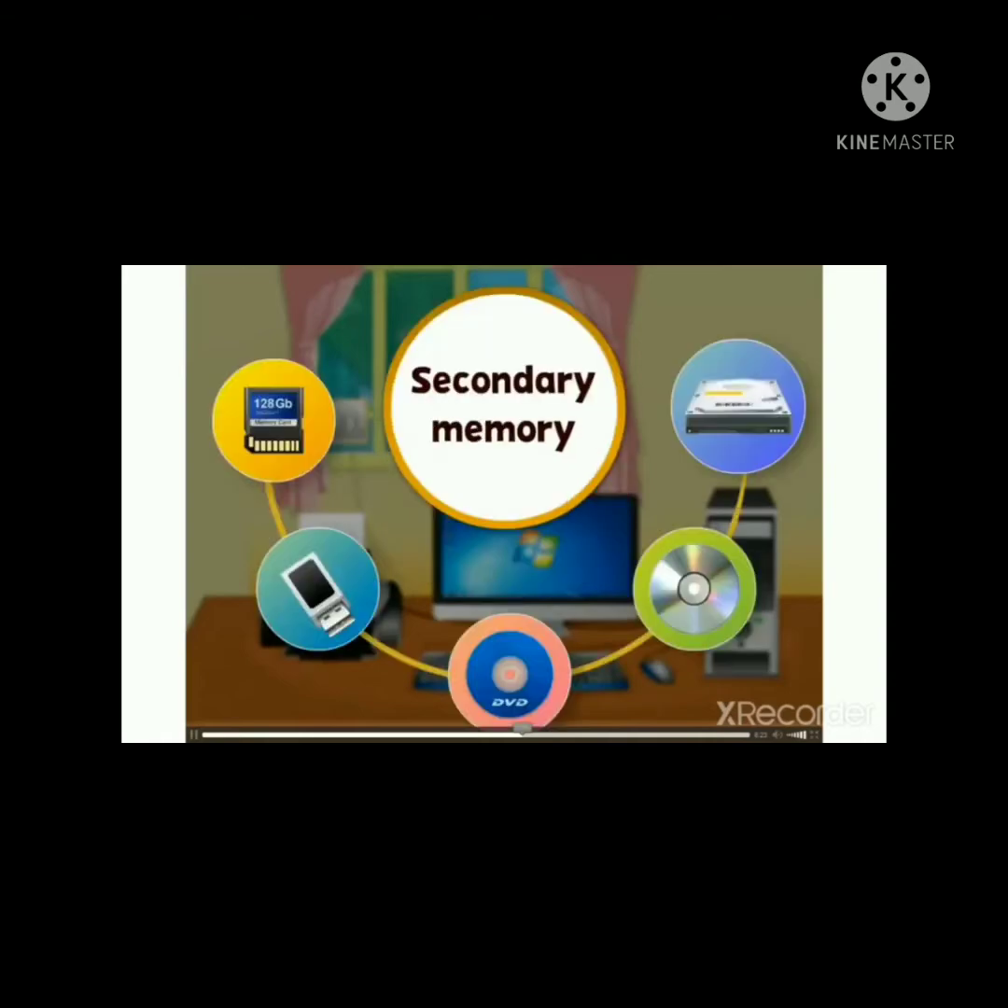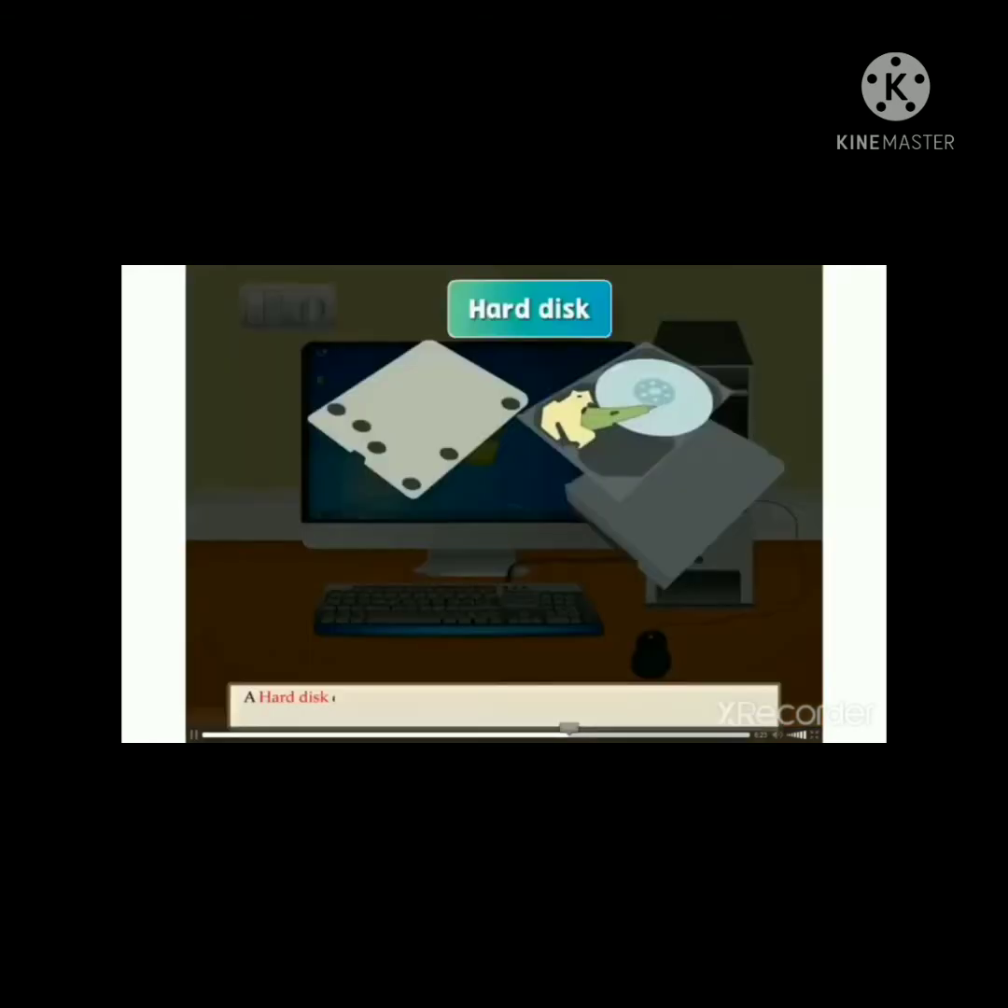Secondary memory is external memory that stores programs and data for future usage. It is also known as auxiliary memory. It is not directly accessed by the CPU. The secondary storage has a much larger storage capacity. Some types of secondary memory are hard disk, CD, DVD, flash drive, and memory cards. Let us see in detail.